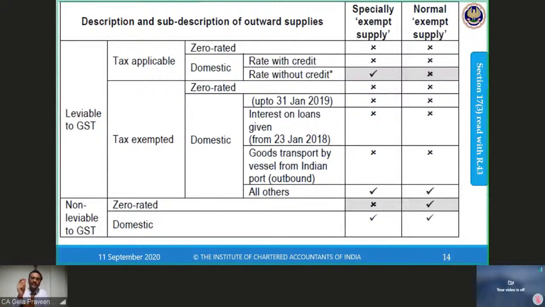Domestic, rate with credit, rate without credit. Rate with credit, answer is same. Rate without credit, this is very important for us to understand. As I say, example of renting of motor vehicle. Sir, if I am into the business of renting of motor vehicle or a GTA, sir, I am a GTA. All across, just keep in mind this example. Sir, I am a service provider, I am a GTA.